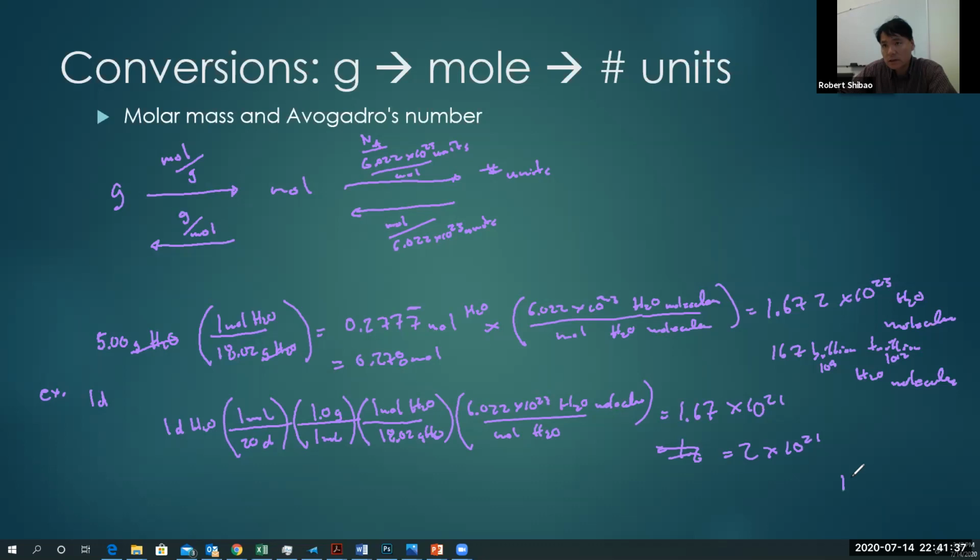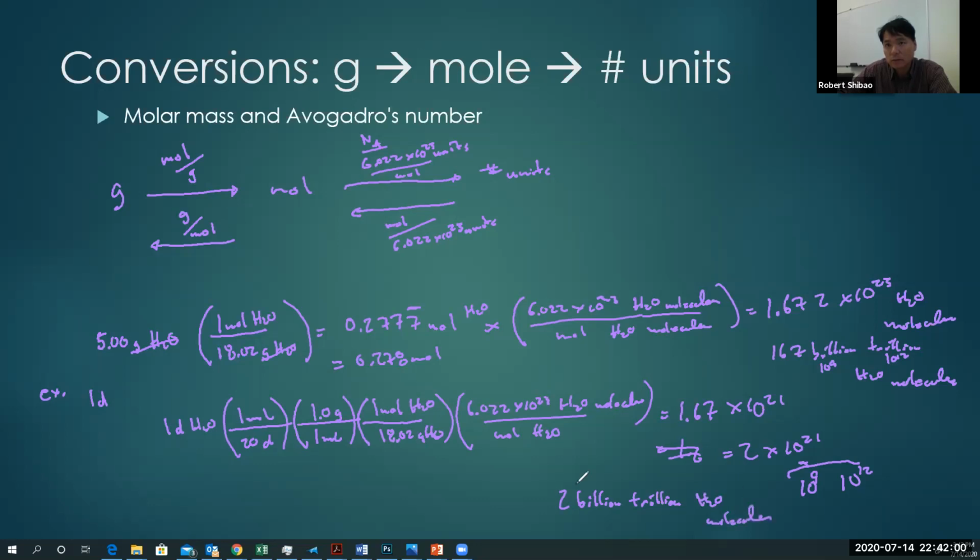A trillion is 10 to the 12th. A billion is 10 to the 9th. So 9 plus 12 is 21. So that takes care of that. And so this comes out to 2 billion trillion water molecules in a drop.